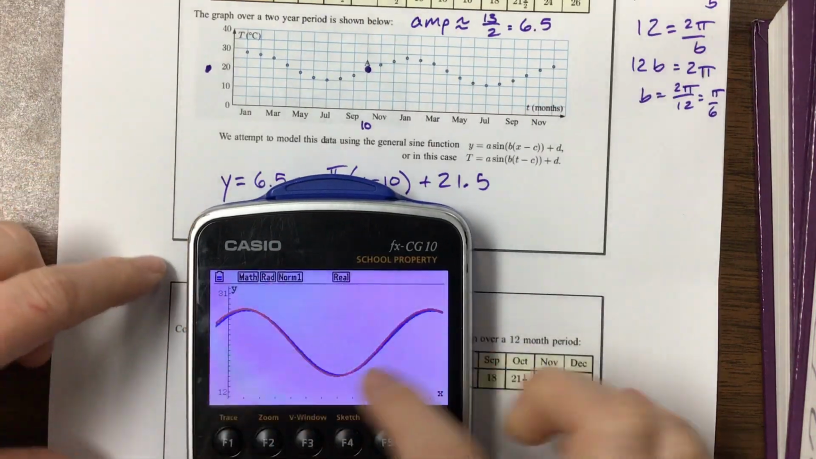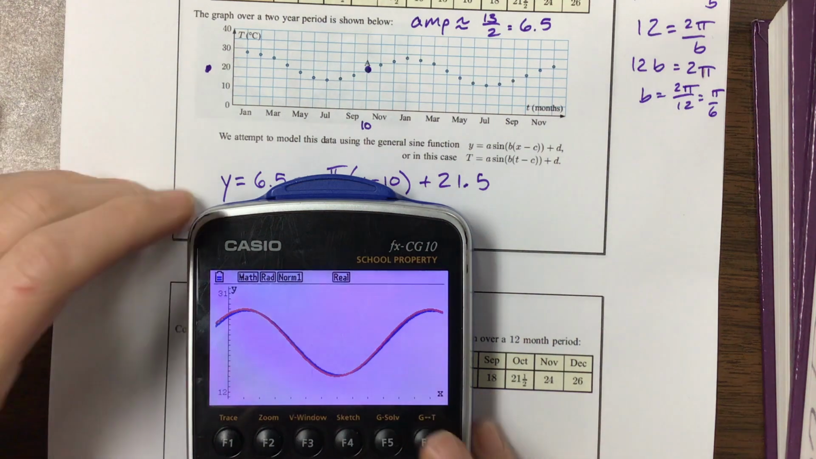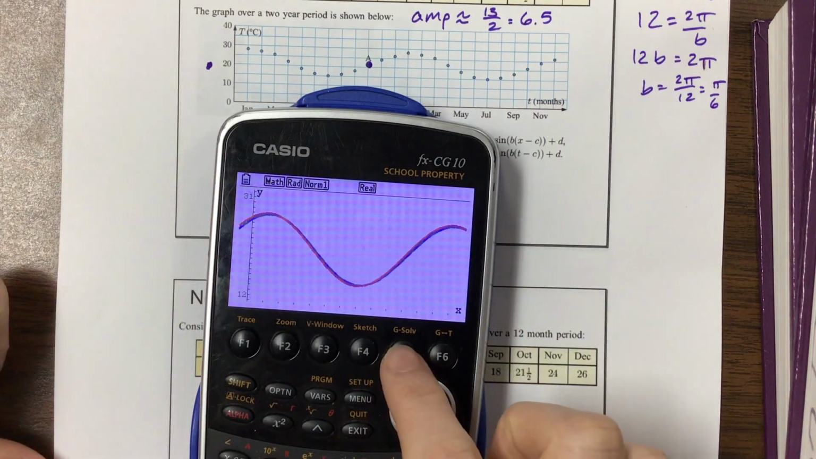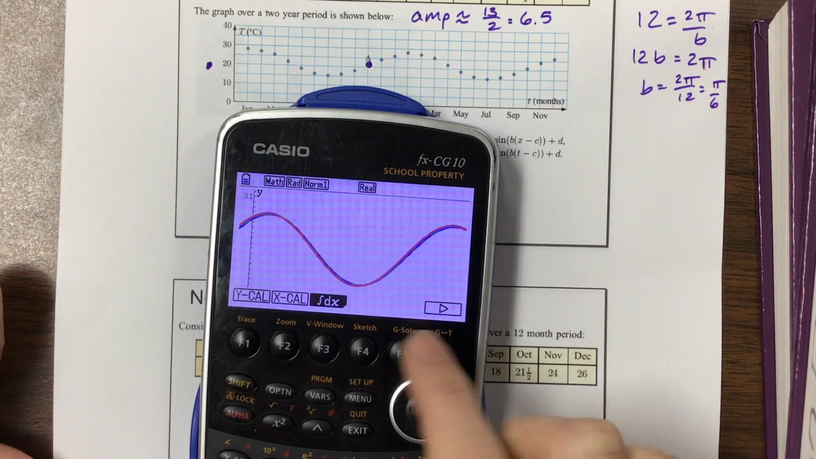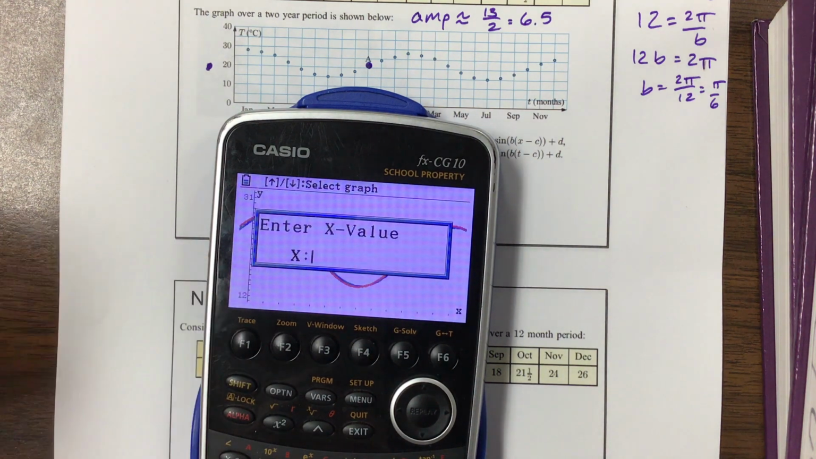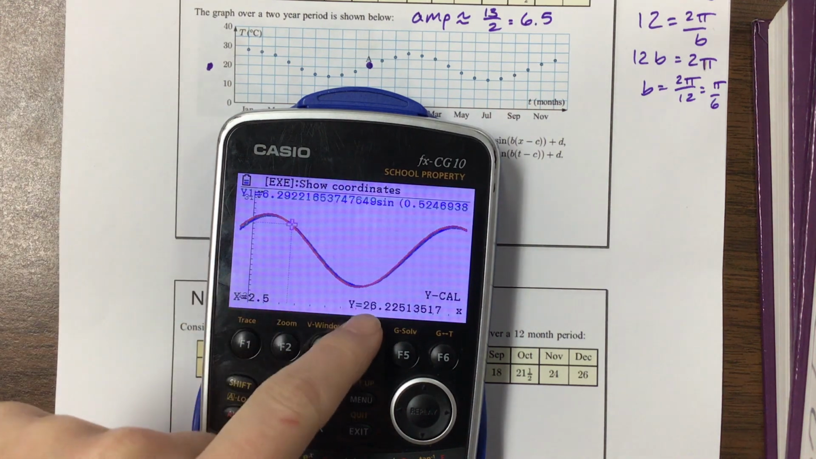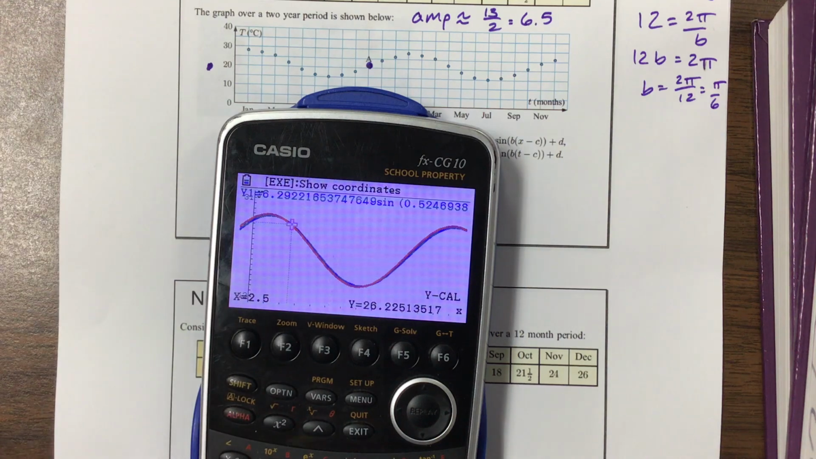So now if I wanted to figure out what the temperature is going to be halfway through February, well, February is the second month. I can do G-solve. I can find the y-calculate. This is the one from their calculator. This is the calculator equation, not the one I did by hand. But now, halfway through February, they're saying that the temperature should be 26.2 degrees.